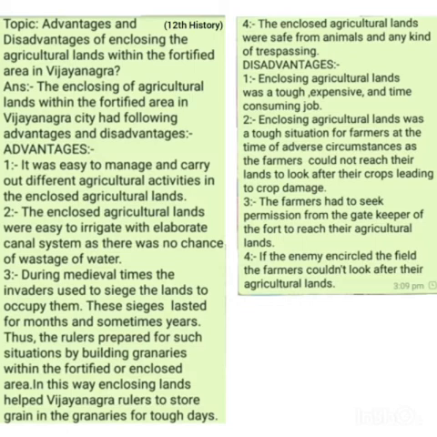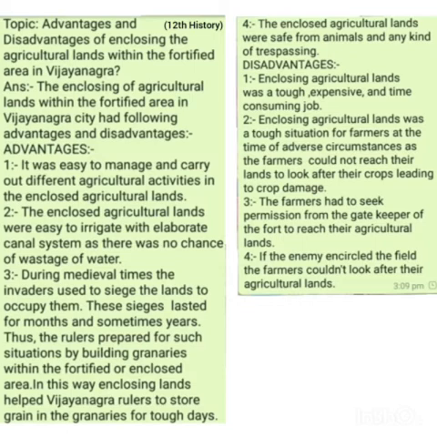Number 4, the enclosing of lands saved the crops from animals and any kind of trespassing, from animals or from humans.